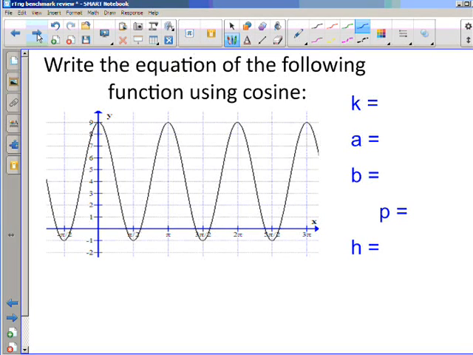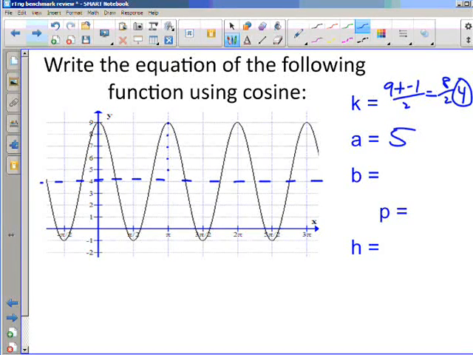Here is an equation that we want to find from a graph. So we're going to find our K first. Our K will be halfway between, which means 9 plus negative 1 over 2, which is 8 over 2, which is 4. So we look at this and say at 4, and then it goes up 1, 2, 3, 4, 5. Up and down 5, that's our amplitude of 5. Our B we don't know, but we can find our period. It looks like a period goes from π to 2π, so a period of π means B is 2π over π, or 2.